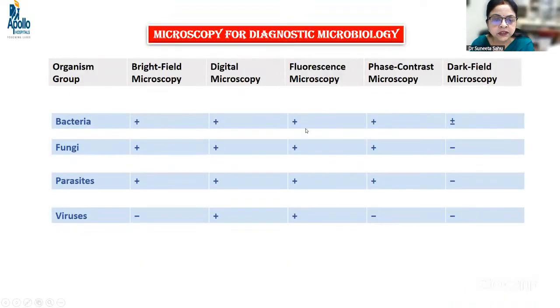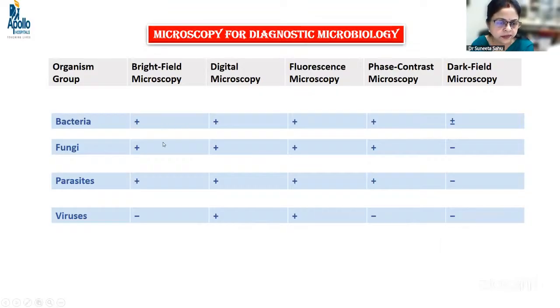Now, this is a chart for microscopy for diagnostic microbiology. For bacteria, bright field microscopy, digital microscopy, fluorescent and phase contrast, and dark field microscopy can be used. But when it is fungi, bright field, digital, fluorescent, and phase contrast can be used, but dark field microscopy cannot be used. Parasites, same, dark field cannot be used. For viruses, digital and fluorescent microscopy can be used, but they cannot be visualized under bright field microscopy, phase contrast microscopy, and dark field microscopy.